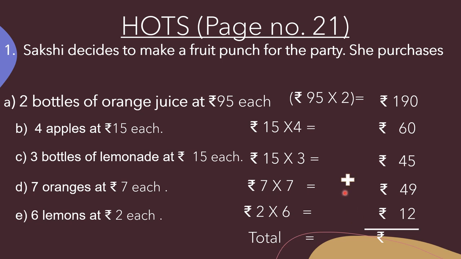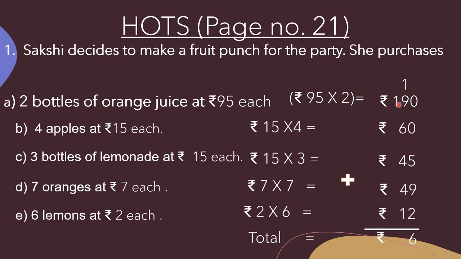Okay, so now she wants to find out the total money she has spent on these. So we will add. Now we will start from our right hand side. So here it is given 0 plus 0, 0. 0 plus 5, 5. 5 plus 9, 14. 14 plus 2, 16. So here we will write 6 and 1 will be carryover.